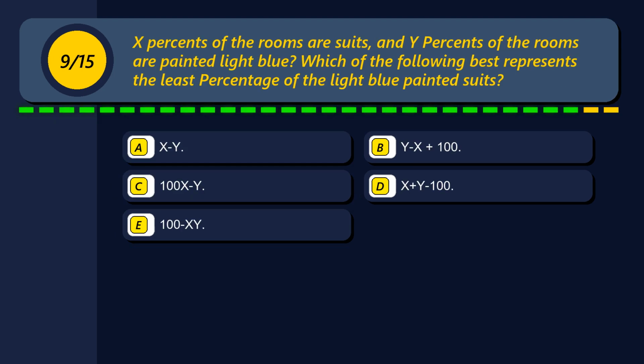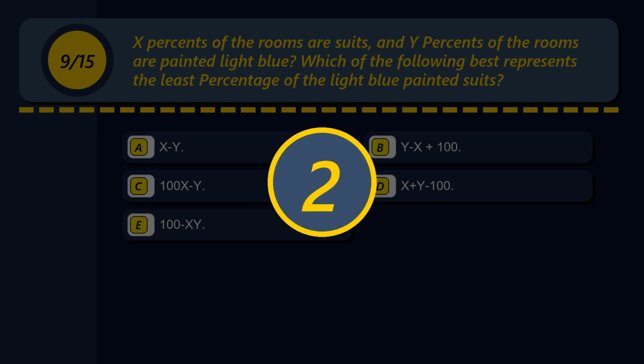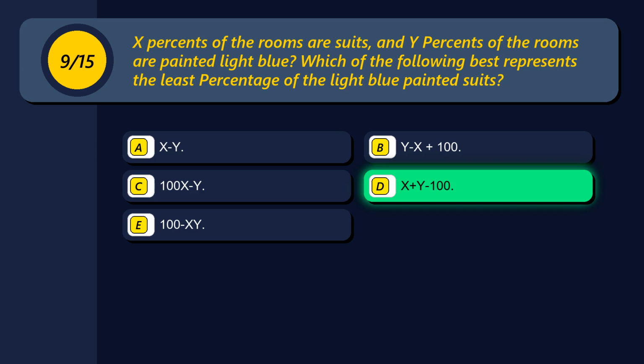Question 9. X% of the rooms are suits, and Y% of the rooms are painted light blue. Which of the following best represents the least percentage of the light blue painted suits? Option A, XY. Option B, YX plus 100. Option C, 100XY. Option D, X plus Y minus 100. Option E, 100XY. The correct answer is option D, X plus Y minus 100.